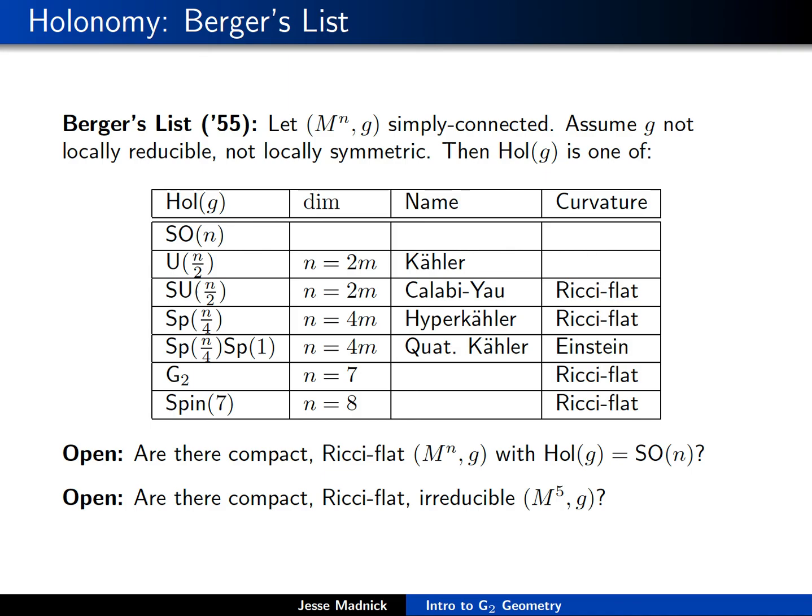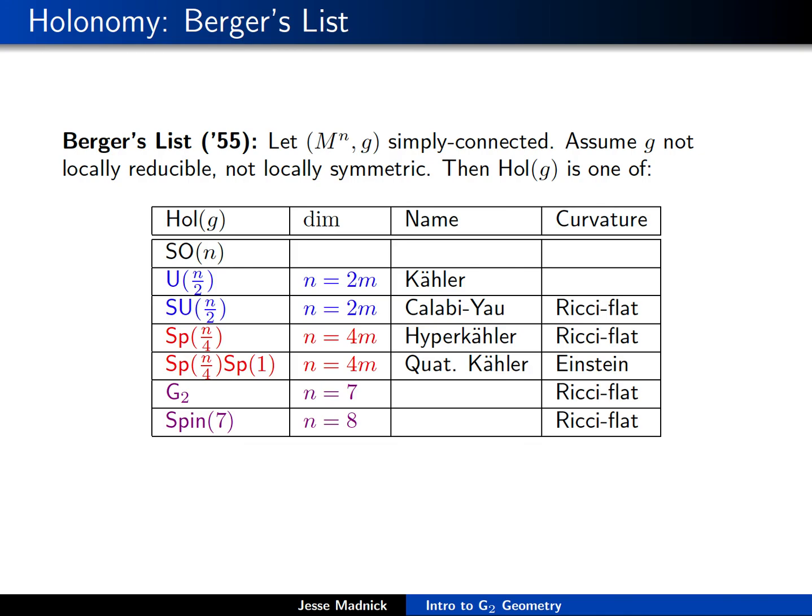So how should we think of this list? There are many ways one can think about this. Here's a way that I like that's somewhat useful. I like to think of these two groups, the unitary and the special unitary group, as somehow corresponding to the geometry being controlled by the complex numbers. The Sp groups, manifolds with these holonomy groups are somehow dictated by the quaternions, and G2 and Spin(7) are very much tied up with the octonions.